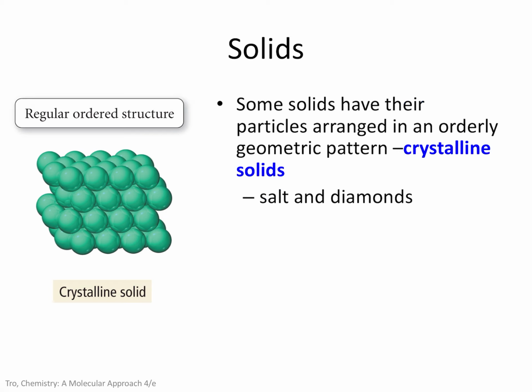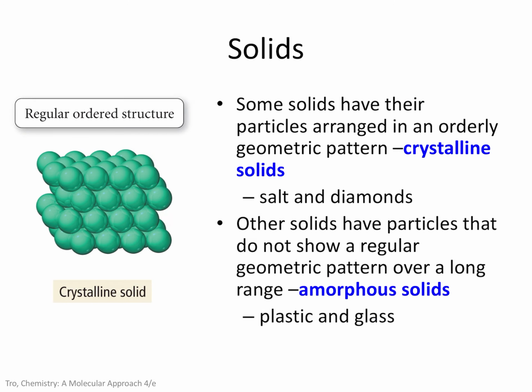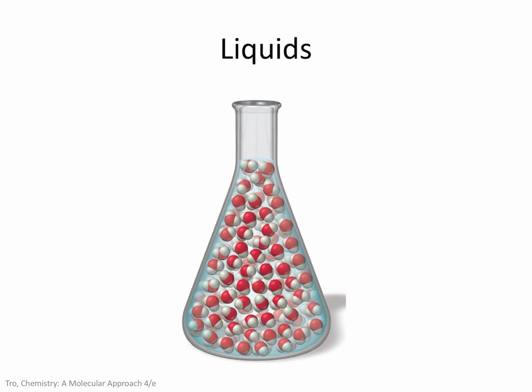Now, the other type of solids have particles that don't really show any kind of pattern. They're just close together in some kind of long range, like plastic and glass. They don't have a specific pattern. Those are called amorphous solids. Liquids. Now, for liquids, we know that liquids take the shape of the container. So, they have higher densities than gases because the molecules are in close contact.